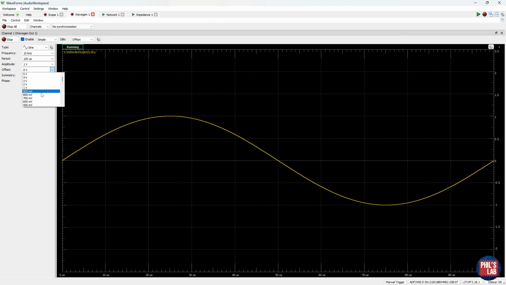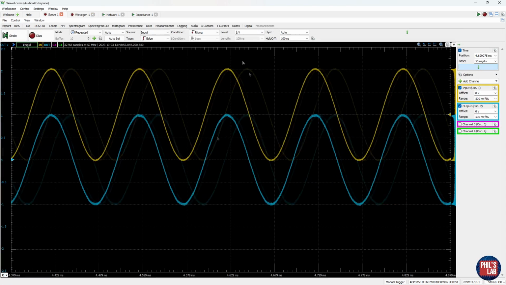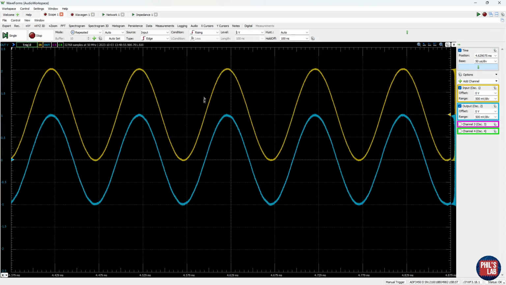Let's say I add in a DC offset, then go back to the scope. We can see the input signal, yellow, has an offset, but the output signal in blue doesn't have an offset. This is a high-pass filter. We remove DC offset after some transient.